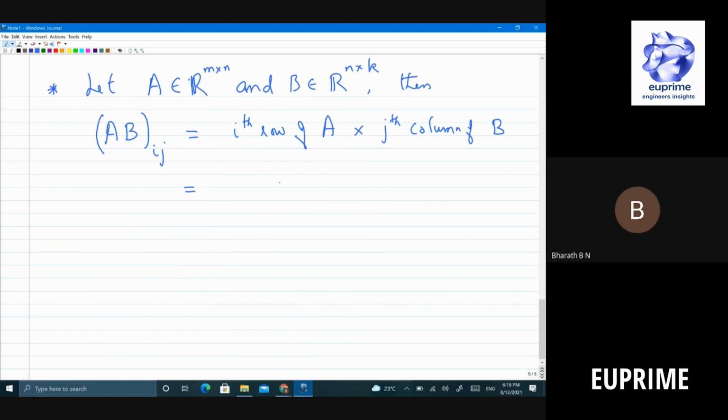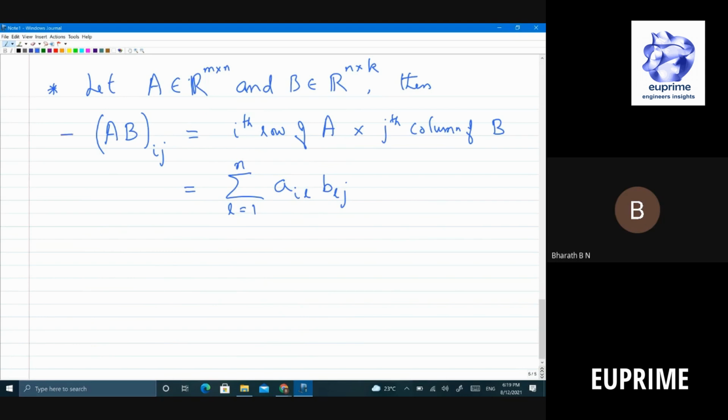So I can write this as the ith row, taking the lth element, with l going from 1 to whatever, and from B, the lth row and jth column. I have to sum it over all l. The l goes from 1 to the number of columns of A, so this is n. So the ijth entry is the summation over all l of A_il times B_lj. This is very easy.